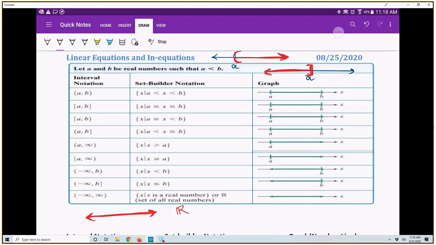symbol script R. Okay, now you'll notice that any of these intervals involving infinity, you always have a parenthesis, because you can't include infinity in an interval. So infinity is always going to be open, parenthesis. But this other number, a or b, might be included, might not be included, and you have to figure that out.